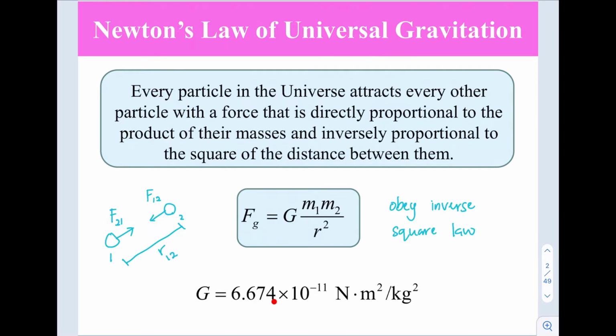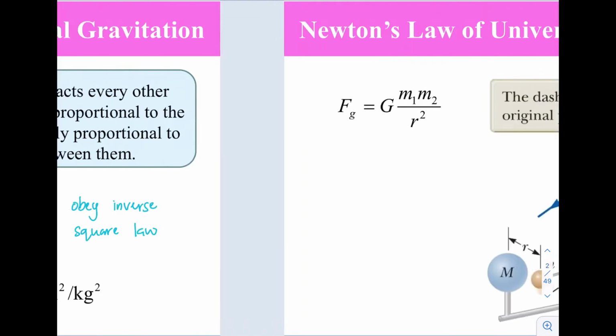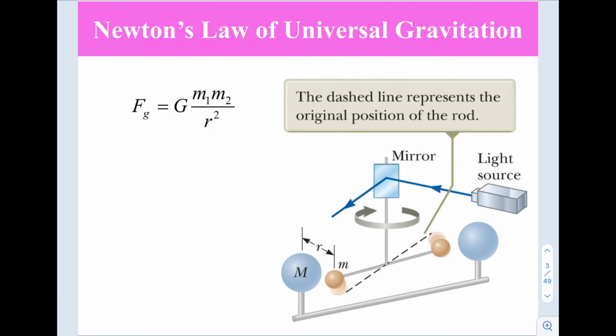And the G is deduced from experiment or observation, which is equivalent to 6.67 times 10 to the power of negative 11 Newton meter squared over kilogram squared.